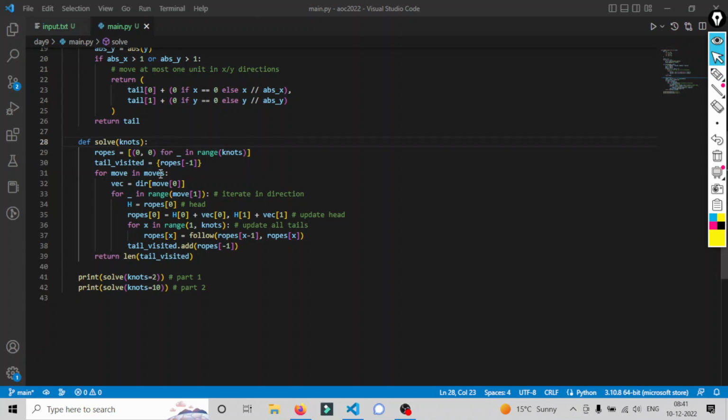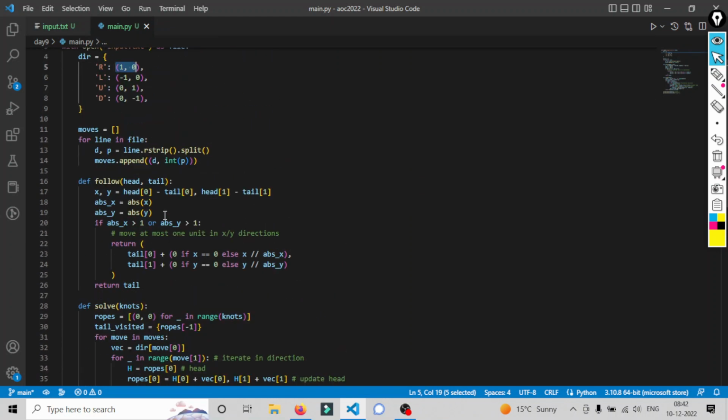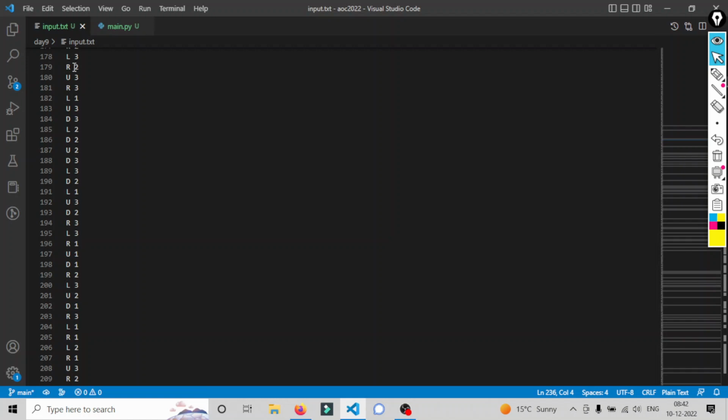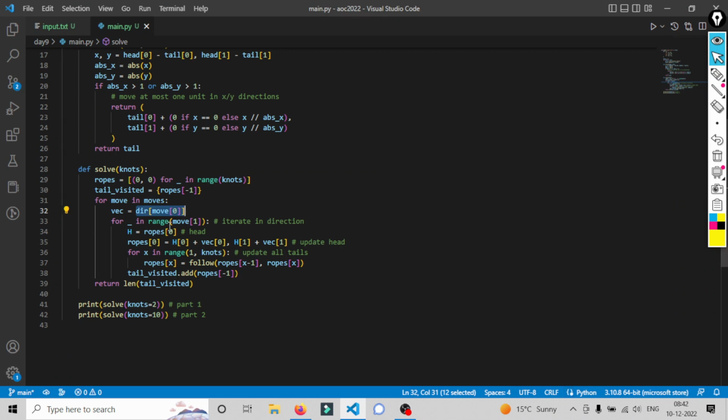Now we are iterating through all the moves present in the input array. Here I am fetching the direction tuple based on the instruction given in the input. In the second loop, I am iterating over the number of steps given for that direction. If the input says R2, it means I am iterating 2 times on that direction.